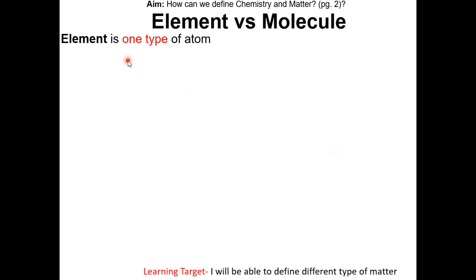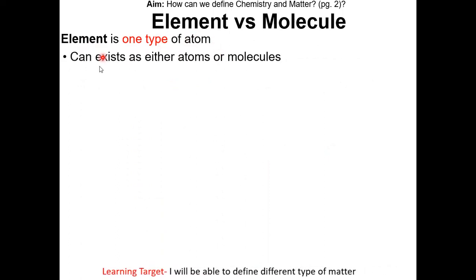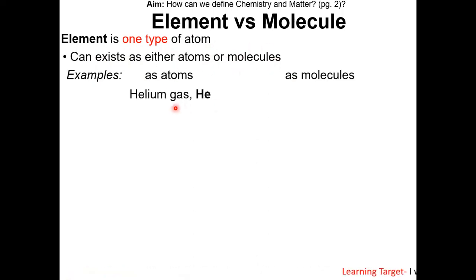The first type of matter is an element. An element is one type of atom. An element can exist as either atoms or molecules. Helium is an example of an element that exists as atoms in nature.